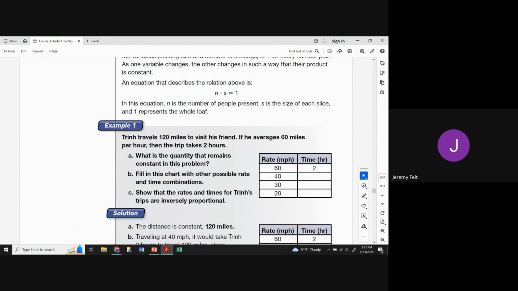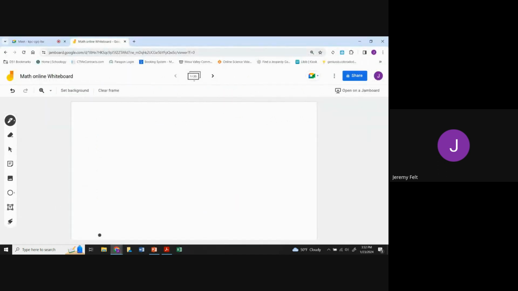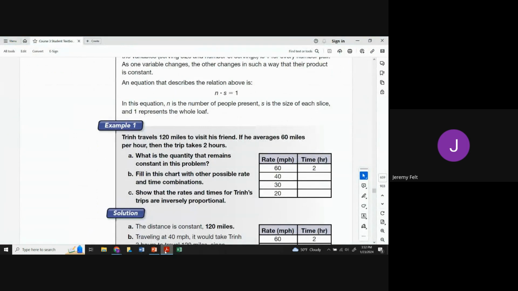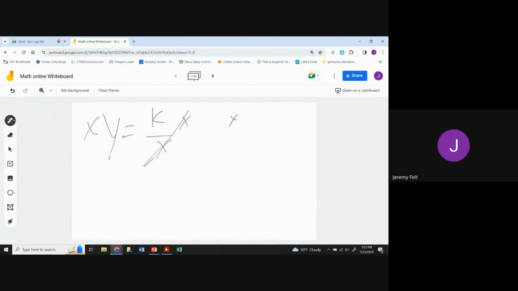So Trin travels 120 miles to visit his friend. If he averaged 60 miles per hour, then the trip takes 2 hours. So 60 miles per hour, 2 hours. If he goes 40 miles per hour, okay, what's going to happen? And we can multiply both sides by x to get that. So let's look back at our problem. So 60 miles an hour takes 2 hours.